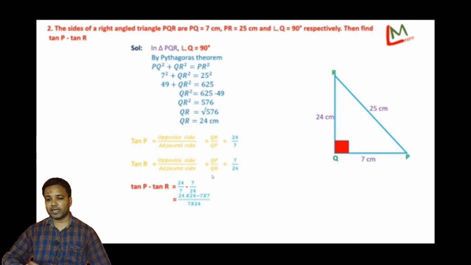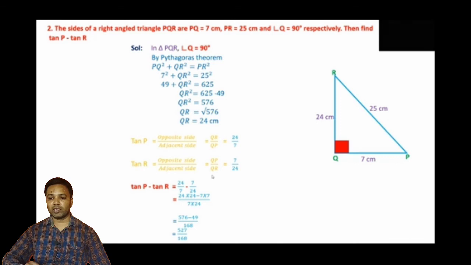Simplify this by taking the LCM of the denominators. How much is the LCM of the denominators? 7 into 24, which is 168. In the numerator, apply cross multiplication so that we get 24 into 24 minus 7 into 7. By simplification we get 576 minus 49 by 168. If you simplify the numerator, then we get 527. So the overall solution is 527 by 168. Hope you understand this problem.